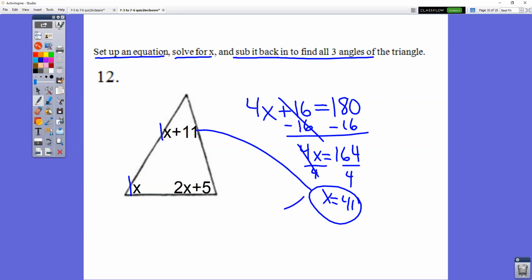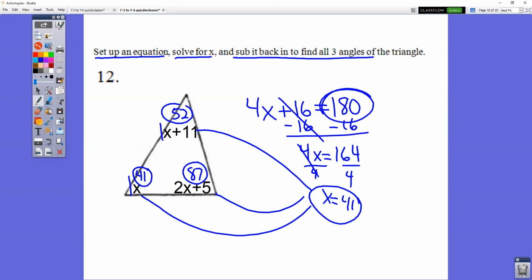Take that 41, sub it back in. 1 times 41 is 41 for this angle. 1 times 41 is 41, plus 11 is 52. 2 times 41 is 82, plus 5 is 87. Always make sure your answer makes sense. 52 plus 41 plus 87 does give us 180, which is what we are looking for.